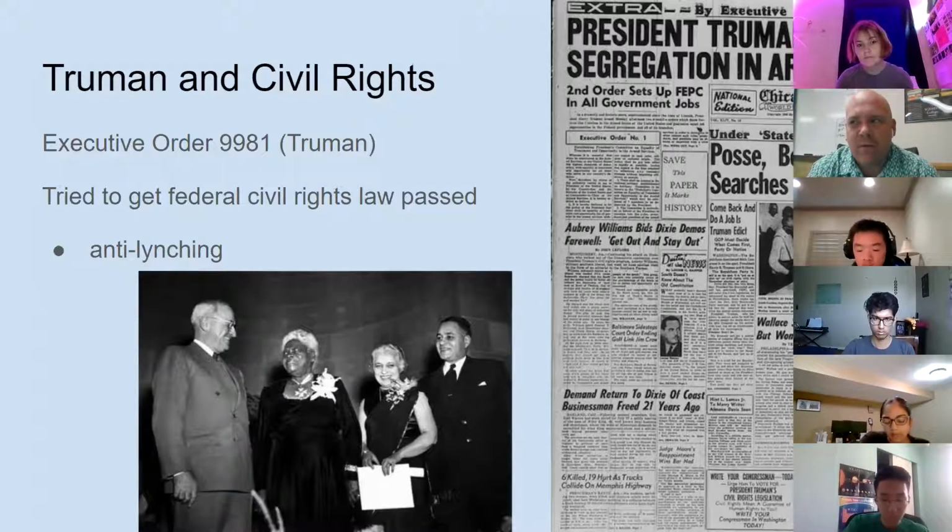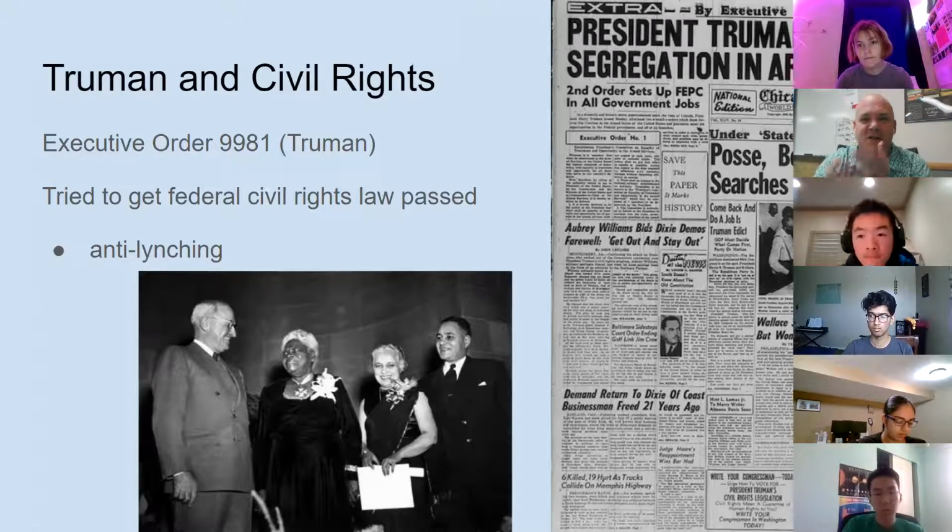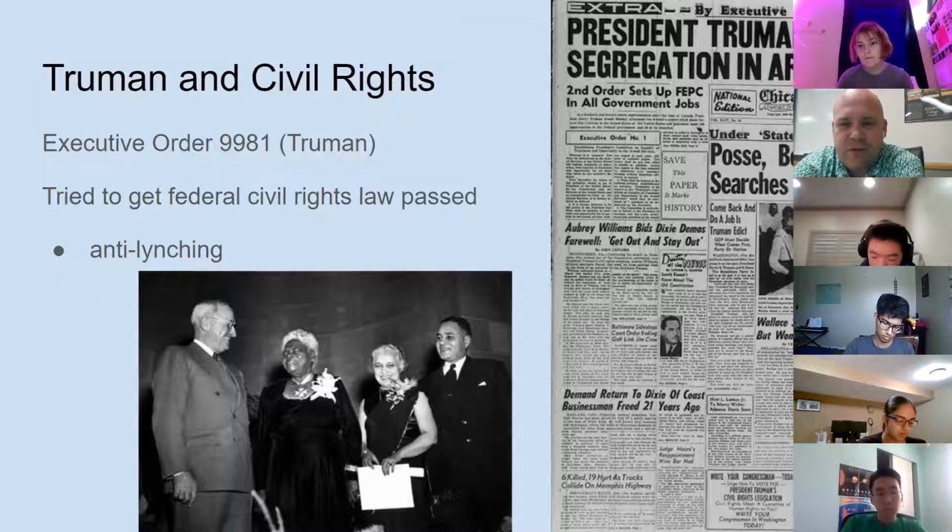Truman was a senator from Missouri, a largely forgettable senator from Missouri. And he had no evidence of being a civil rights guy until he became president. And after the war, he's like, well, if I'm going to be president, I might as well see if I can fix things. So let's do this. So the first thing he does is Executive Order 9981, he does this in 1946.